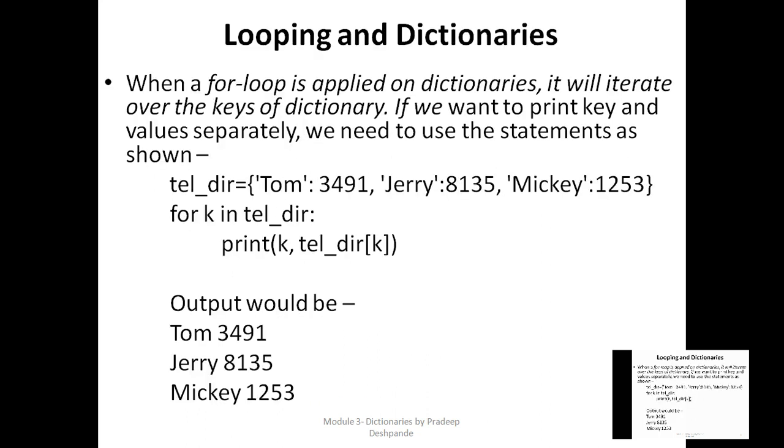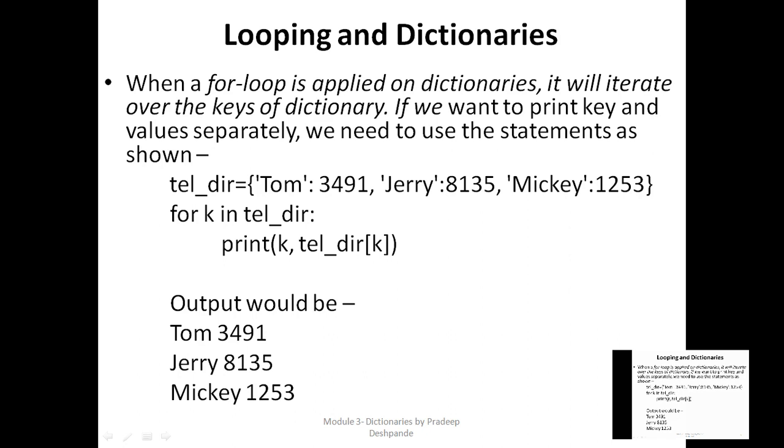Then how can we use loops for dictionaries? When a for loop is applied on a dictionary, it will iterate over the keys of the dictionary, not the values. Only keys are encountered. If we want to print key and value separately, we have to use statements like this. Here we have the same dictionary, Tom, Jerry and Mickey. For k in telephone directory, if you print k comma telephone directory of k, then it will display both key and values as shown here.